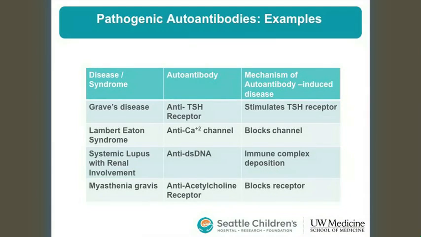Now, pathogenic autoantibodies are the ones that actually are associated with causing disease, and I list 4 here. Some of them are quite easy to understand. If you have the Lambert-Eaton syndrome, there's an antibody against anti-calcium.